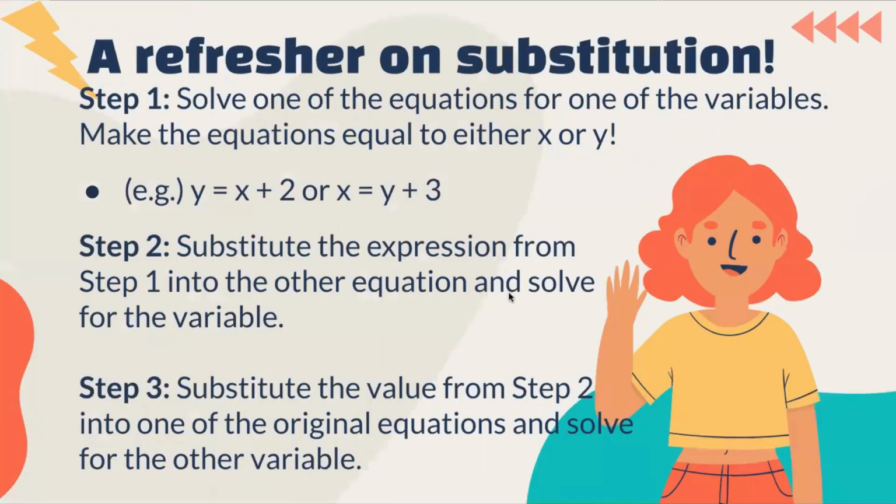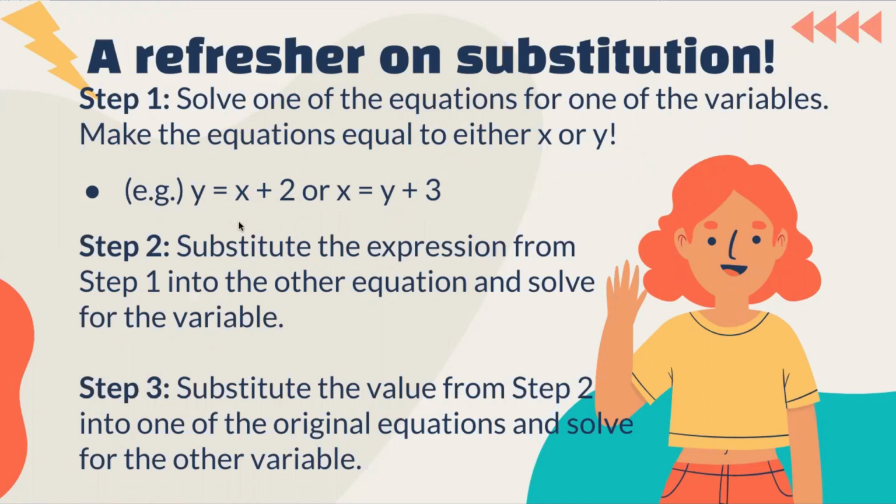Before we try any examples, I just wanted to give a quick refresher on substitution. You're going to follow 3 basic steps in order to solve a system using substitution. The first is that you want to solve at least one of the equations for one of the variables. So this just means that you want to make the equation equal to either x or y. It doesn't matter whichever you prefer. For example, maybe y equals x plus 2 or x equals y plus 3. These 2 equations can be used for substitution because they are set to an isolated variable.